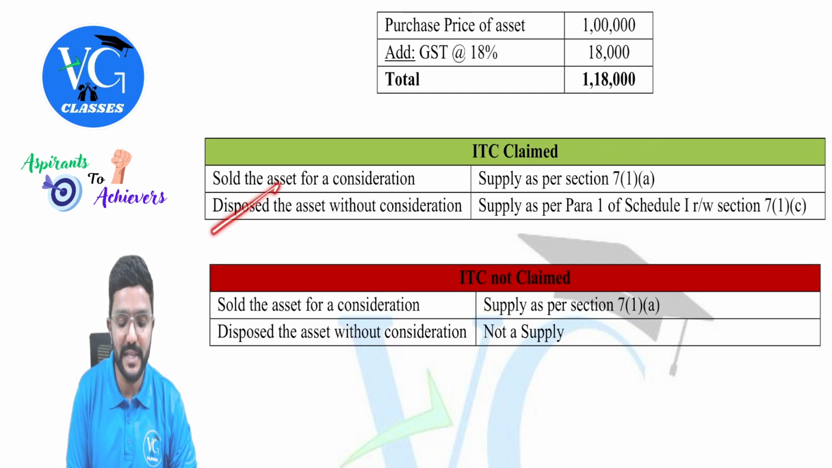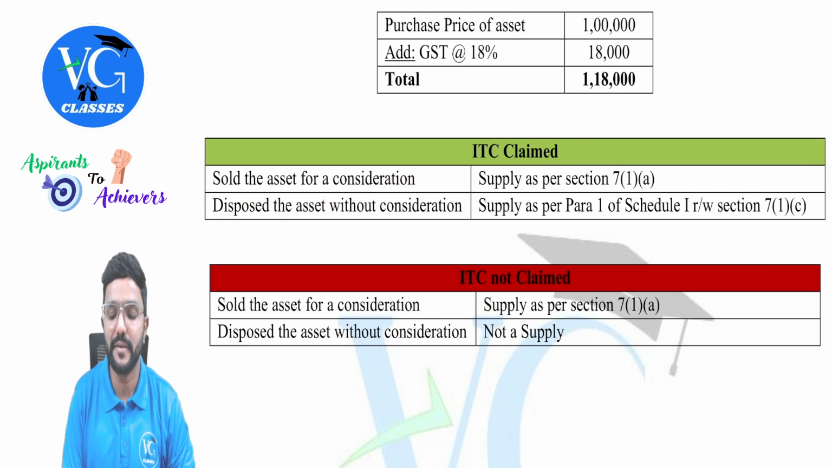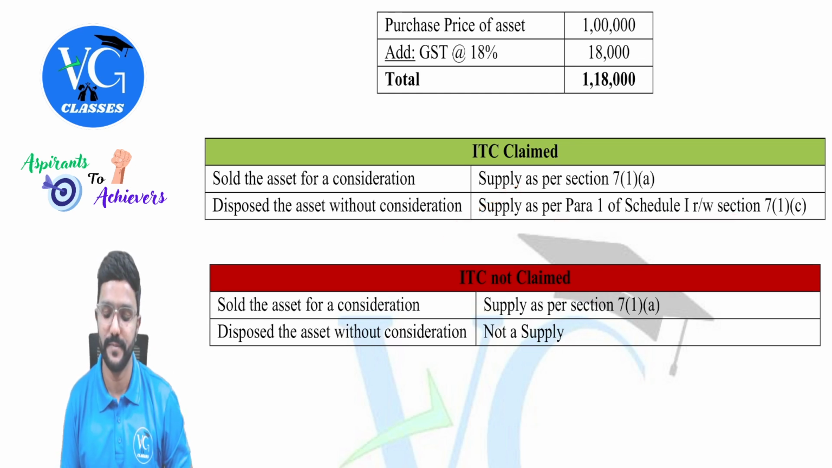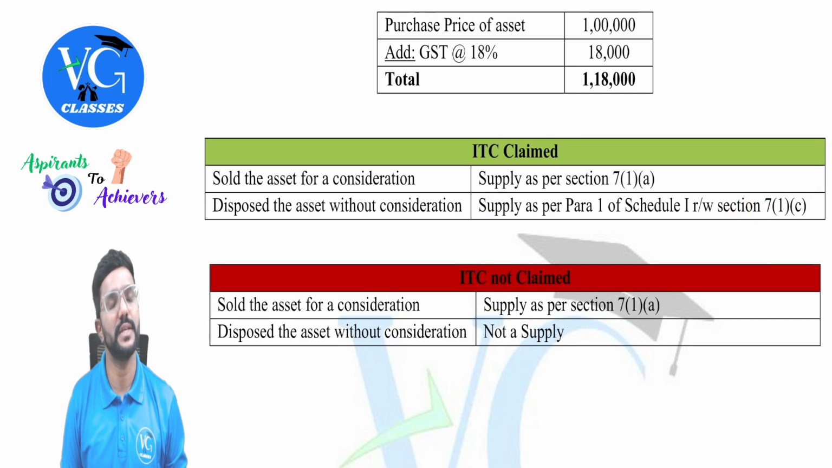What if I have disposed the asset without consideration? As I have claimed ITC, it will be a supply as per para 1 of Schedule 1, guys. That is read along with section 7(1)(c).